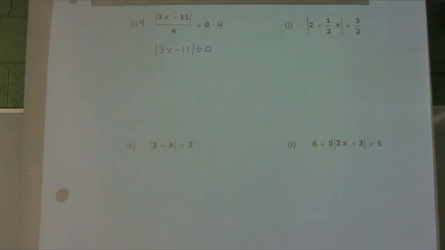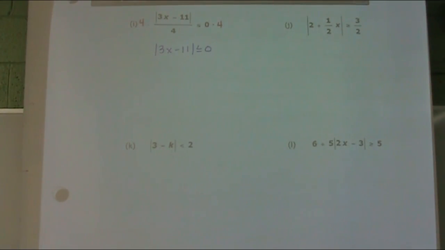All right, let's go to another example, and it also has 0. Before we can decide what type of solution we have, we need to get absolute value by itself. In this example, that means multiply both sides by 4. And so I have the absolute value of 3x minus 11 is less than or equal to 0. And this is another 0 problem.